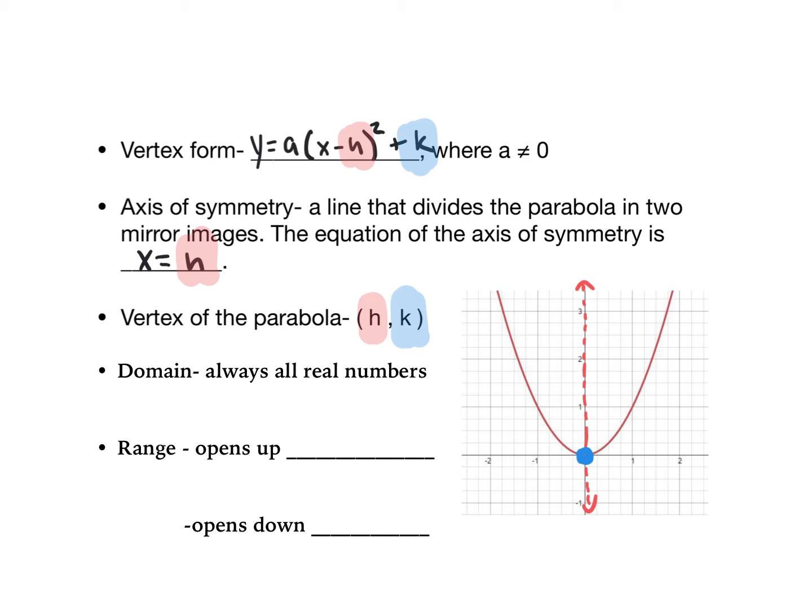Our domain is always going to be all real numbers. So on a test or quiz, when it asks you what's the domain of a quadratic, the answer is always all real numbers. And then our range, if it opens up, is from whatever our k value is to infinity. If it opens down, it's from negative infinity to whatever that k is. So this is our range. The k repeats in the vertex and again in the range.